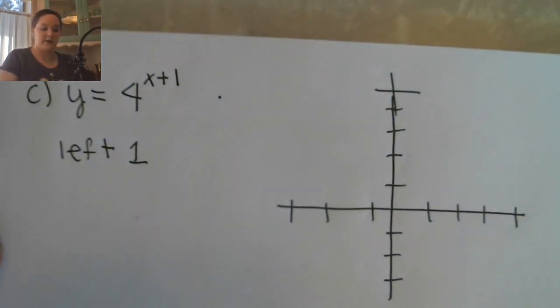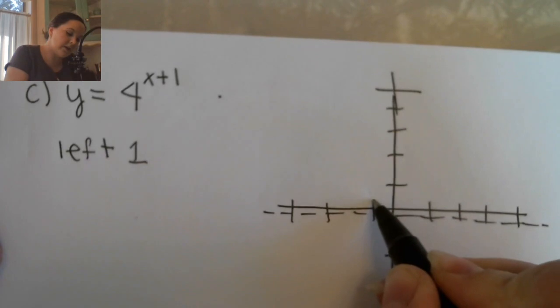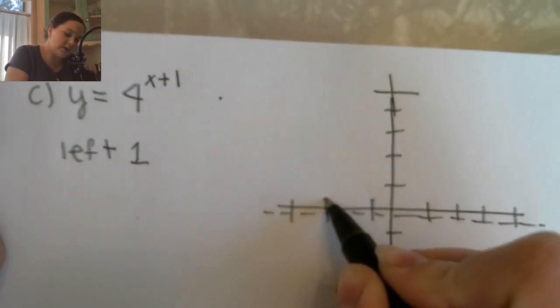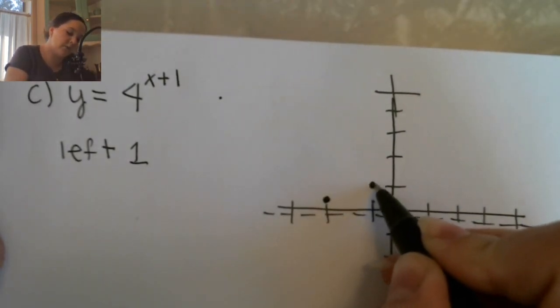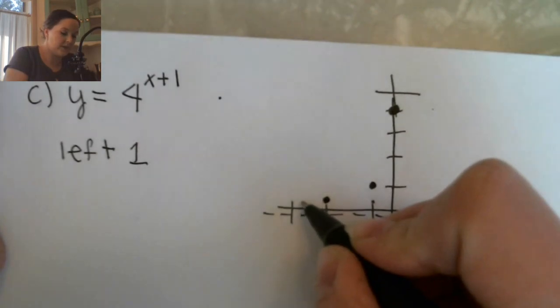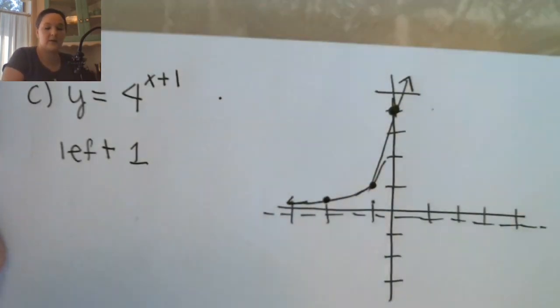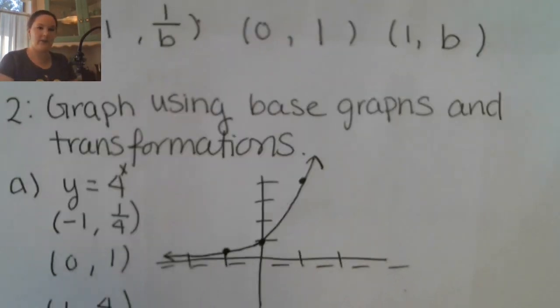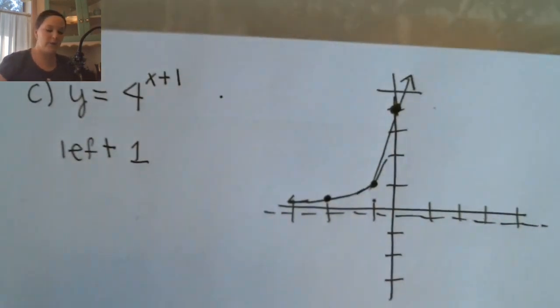All right. So our dotted line moves left 1, looks the same. This point that was at -1, 1/4 is going to move here to -2, 1/4. This point from 0, 1 is going to move to -1, 1, and this point from 1, 4 is going to move left to 0, 4. Then I'm going to draw in the same shape as the base graph. So you can compare that to the original base graph. There it is. And here's our transformed graph. Just left one. All right, let's look at one more base graph.